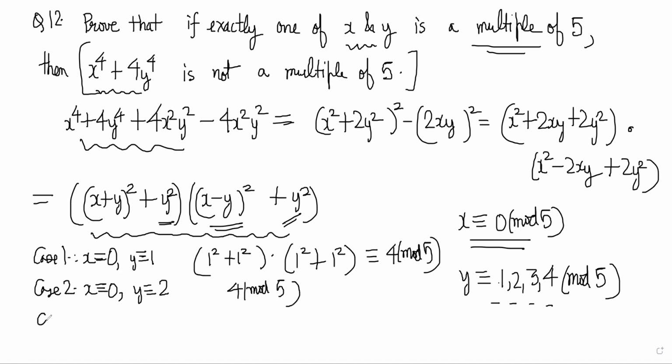So actually, you will see that in all the cases, case 3 and case 4 as well, you are going to get 4 mod 5. So that completes our proof. It shows us that in all the cases, your expression x power 4 plus 4 times y power 4 will always be not divisible by 5.